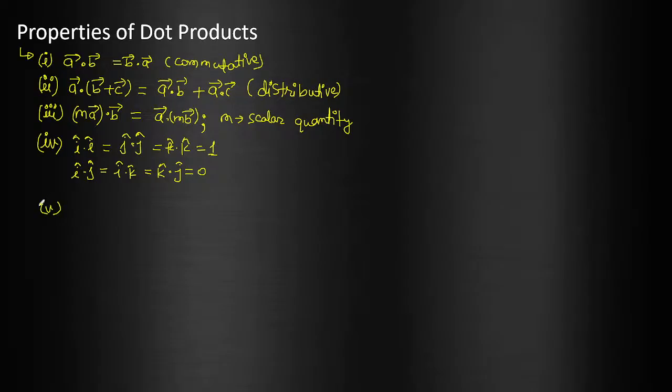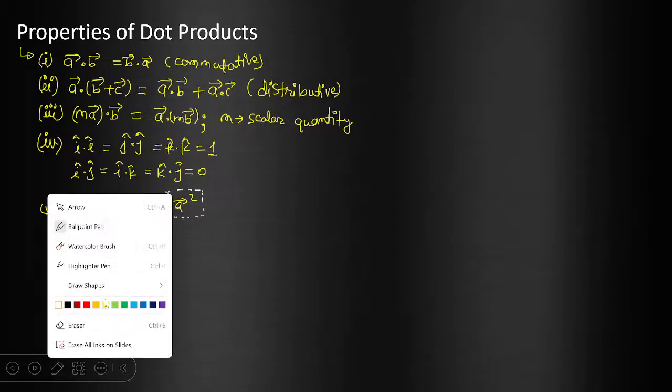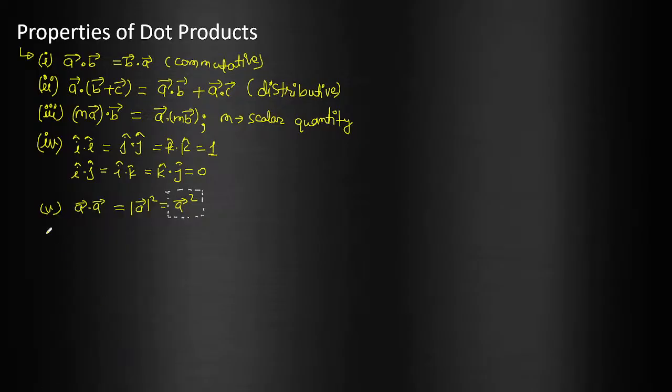Fifth, A vector dot A vector is equal to mod A vector whole square. This property will come, and you will have to remember it. It is mod A whole square. You will have to keep this in mind.